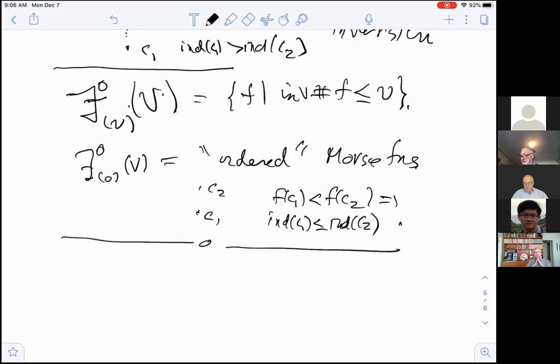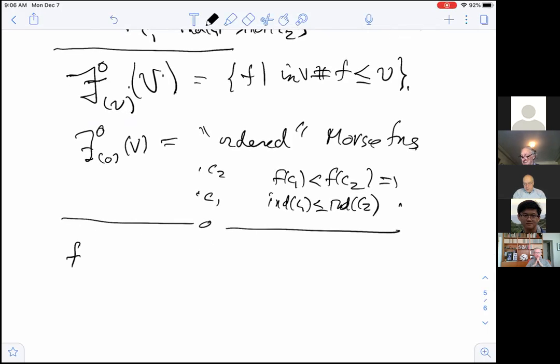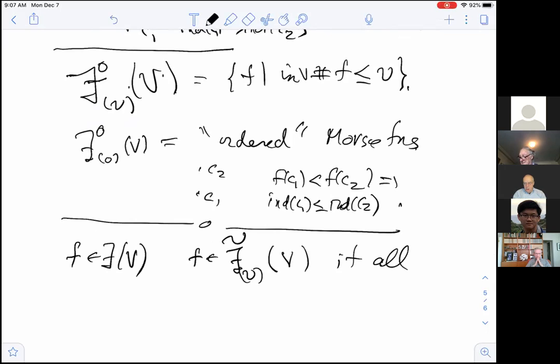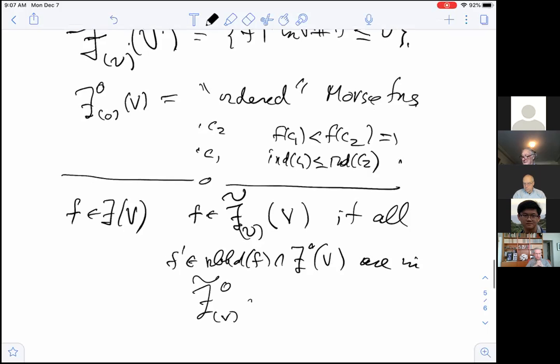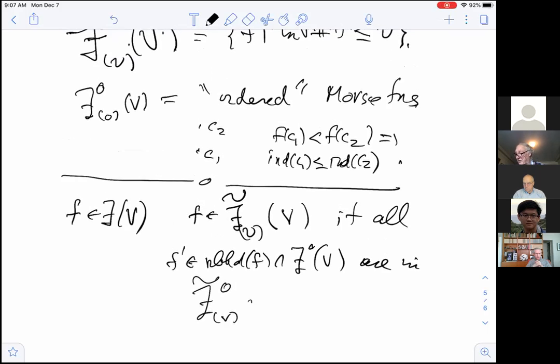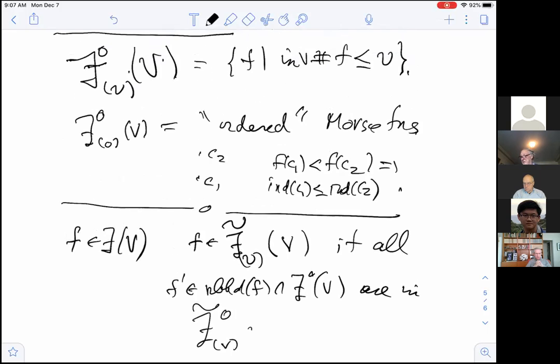Well, this is all a discussion of excellent Morse functions. If I have a more general element of V, I'll say that f is in f tilde of V, some extension, if all f prime in some neighborhood of f intersect excellent Morse functions are in f tilde v naught. Okay, so for excellent Morse functions, you just look at the number of inversions.